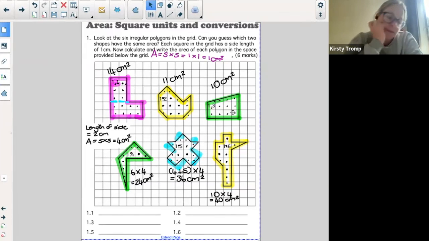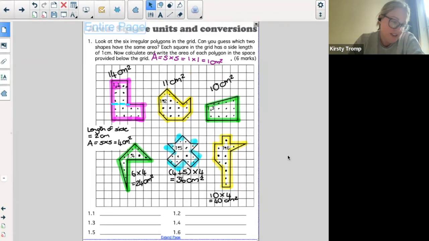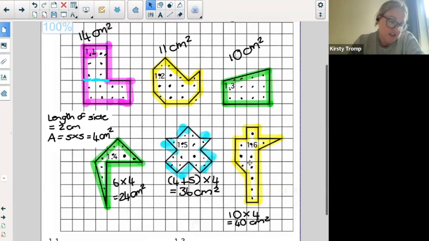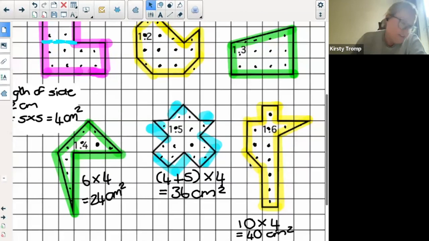Ma'am, by the yellow part at the bottom there where it says 10 times 4, how do we get it, like the way we did the dots? I don't understand. How do we do the dots? Okay, let's go see. How do we add up these dots?